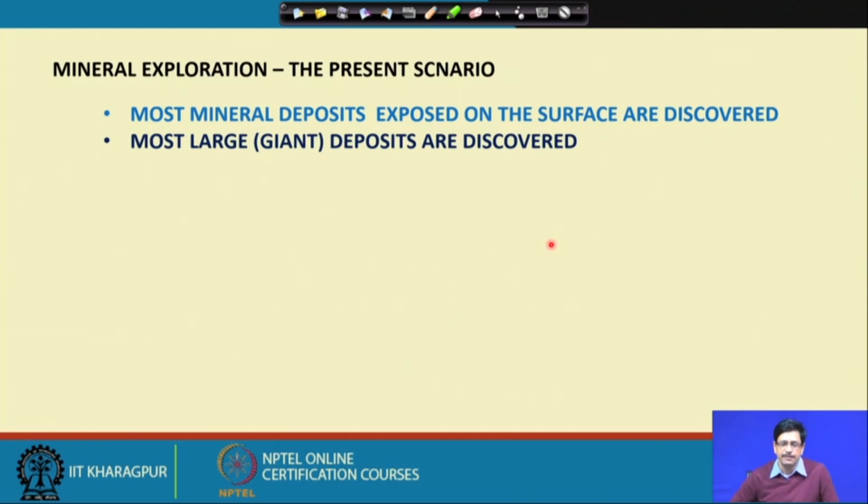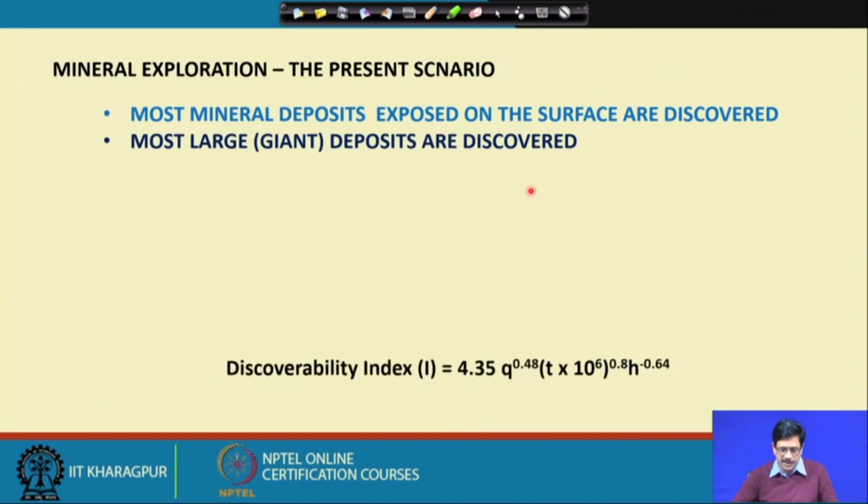In fact, the number of giant deposits is definitely small, and most of the production comes from a much larger number of smaller deposits. So, philosophically, it would tell us that the chances of discovering such giant deposits are decreasing, going smaller and smaller day by day, and the chances of getting deposits which are exposed on the surface are also going down day by day.